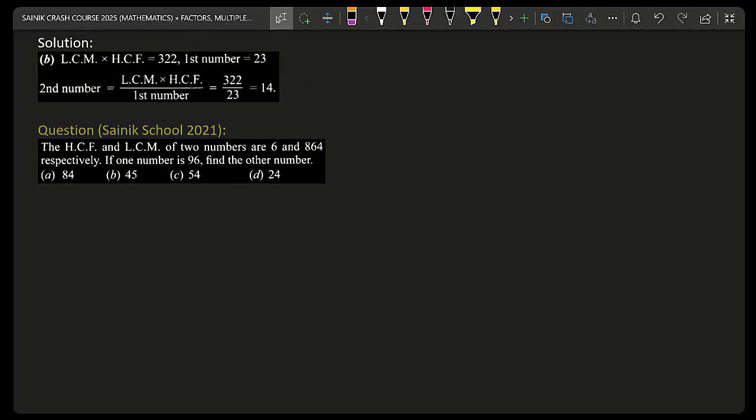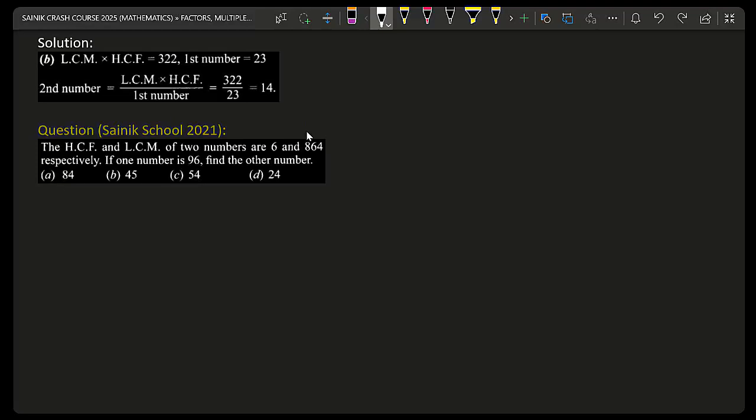Okay, let us ask Nishika. Nishika, can you explain this question? Yes, sir. First, read the question. The HCF and LCM of two numbers are 6 and 864 respectively. Nishika, what is the meaning of this word respectively? First number will be related to the first one, second number will be related to the second one. That is the meaning. That means HCF is 6 and LCM is 864. Okay, continue.